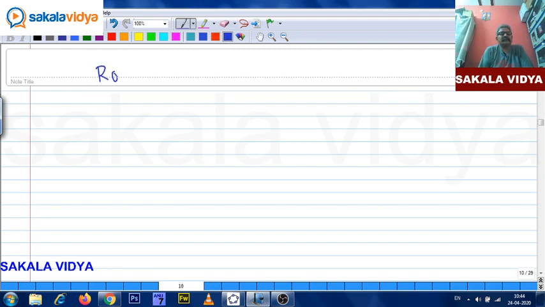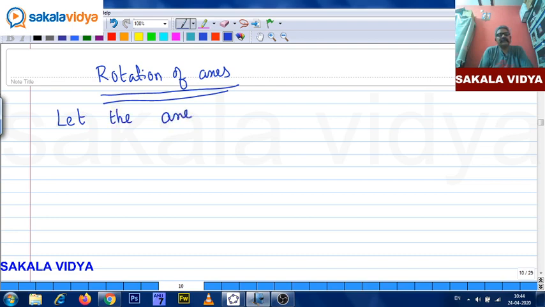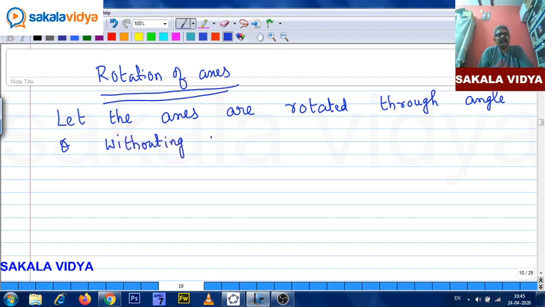So rotation of axis, for example, let the axes be rotated through an angle theta without disturbing the origin, without shifting the origin. So then we can find out the coordinates like this.